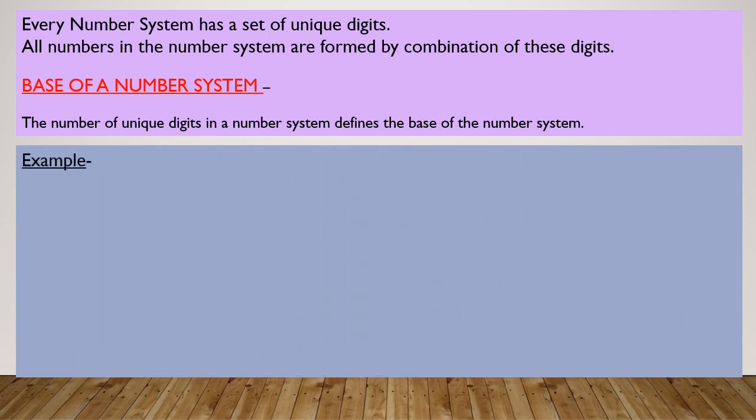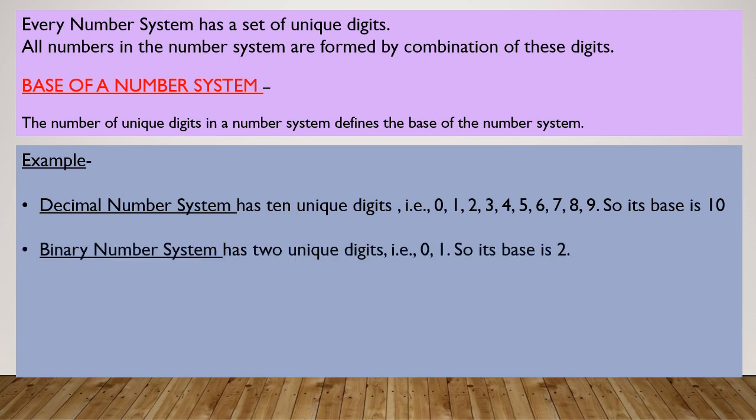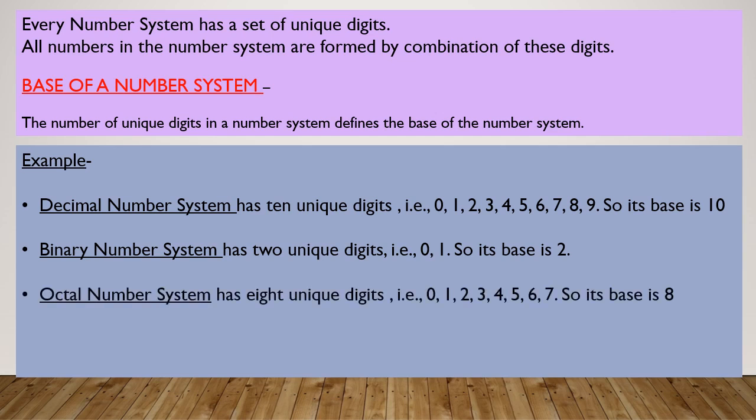Let's take an example. In the decimal number system, there are 10 unique digits, namely 0, 1, 2, 3, 4, 5, 6, 7, 8, and 9. So its base is 10. In the same manner, the binary number system has 2 unique digits, which are 0 and 1, and so its base is 2. We have another number system, the octal number system, which has 8 unique digits, which are from 0 to 7, and so its base is 8.